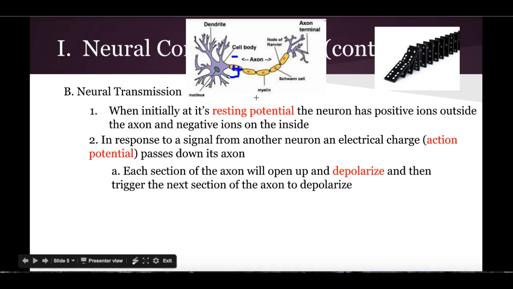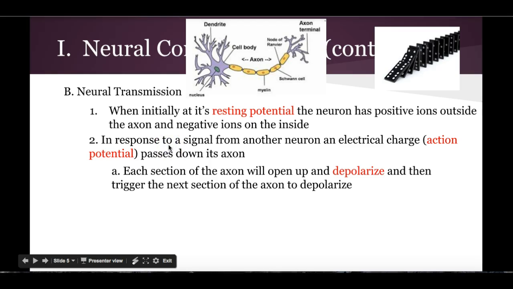Okay, so depolarization is that the sides of that part of the axon all of a sudden allow the ions to pass through it, and so you'll have positive on the inside, negative on the outside. And when it happens like that, it'll trigger the next little section of the axon to depolarize, and so this section will have the positive ions come on the inside and the negative ions go on the outside.